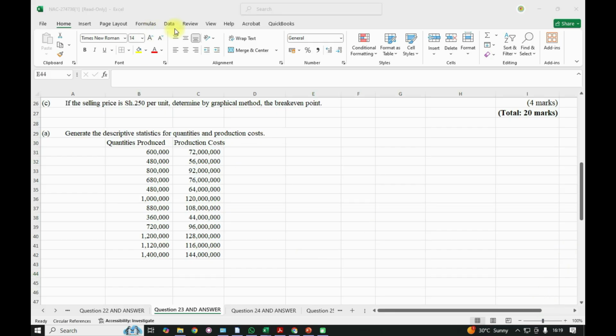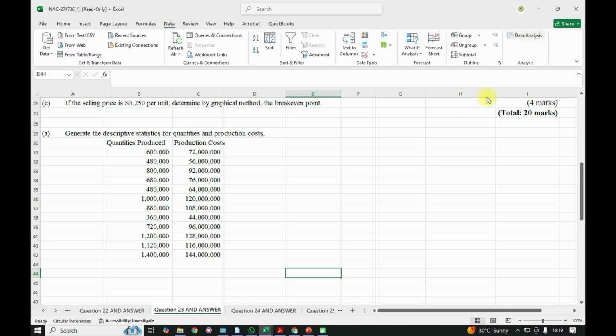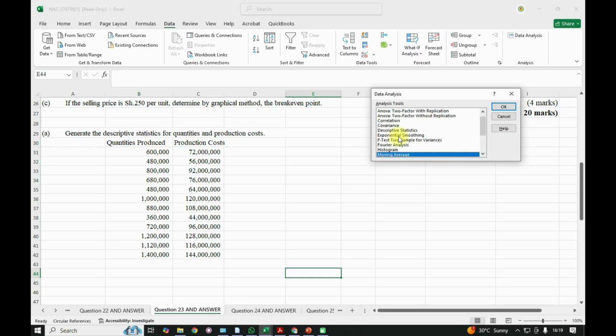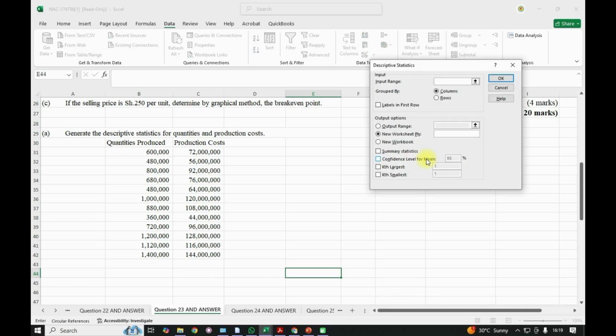And we'll find that we shall go to data, and under data analysis, we find descriptive. We have it here, descriptive statistics. You click that and you put OK. And for the descriptive, they just need the input range, so we shall do one by one.